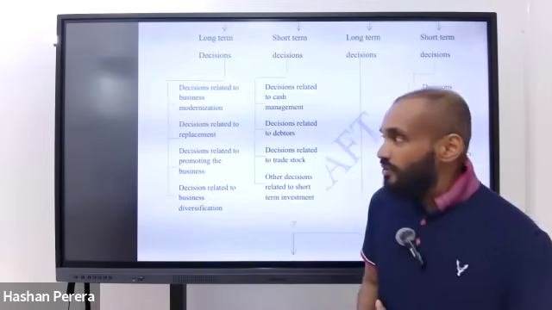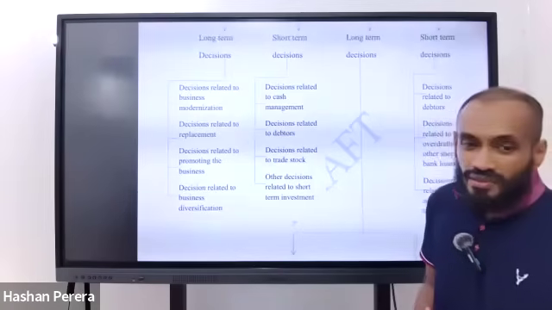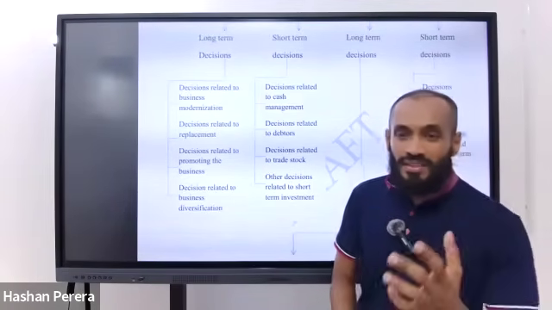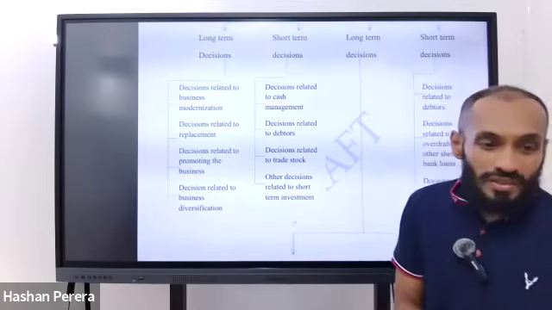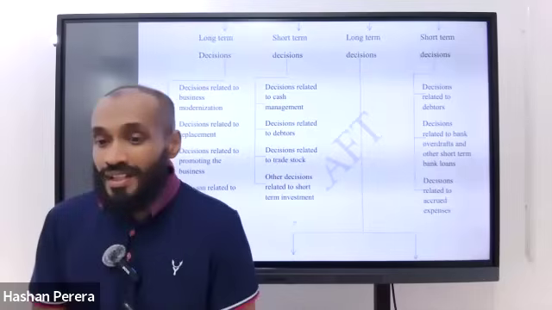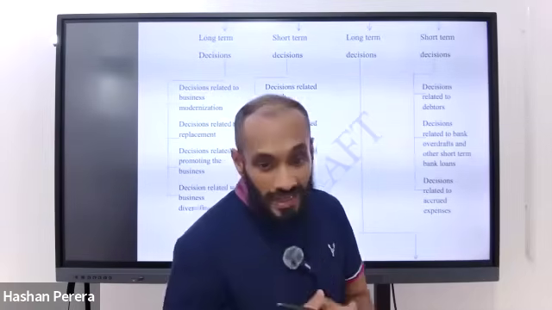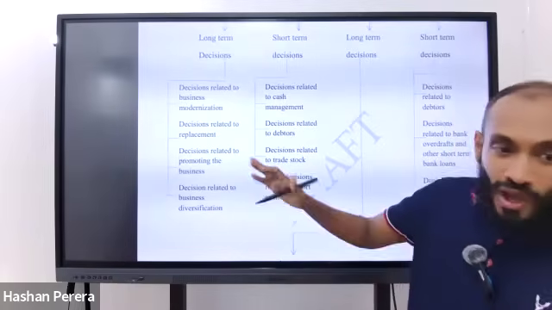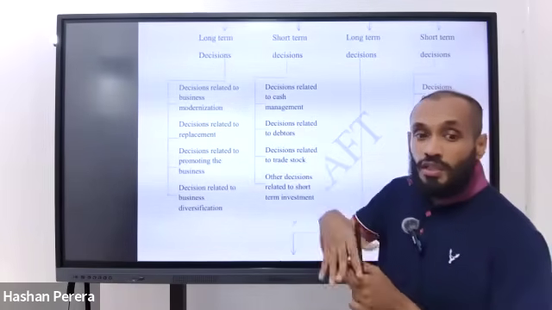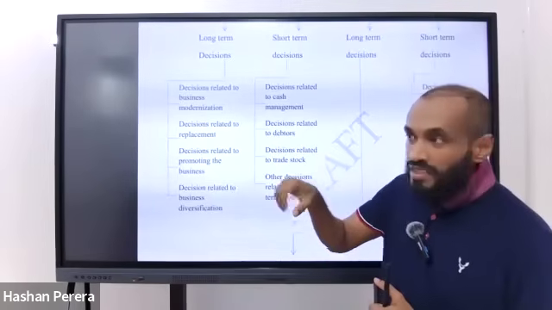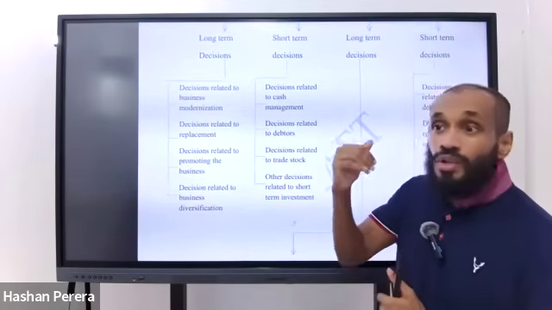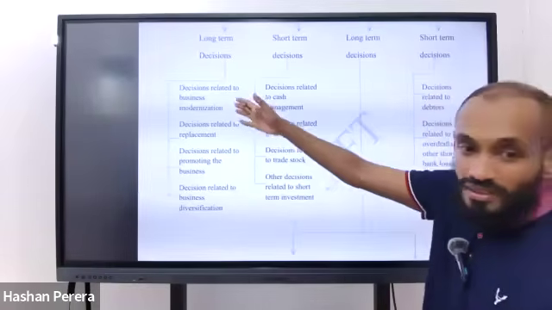Clear? Or, in addition to these examples, say you now have just 2 branches, and you are going to expand the count of branches all around the country up to 10. That is a long-term decision. So you are investing in things which will generate long-term benefits, not only for one year, not only for one accounting period. It will give you more accounting periods.